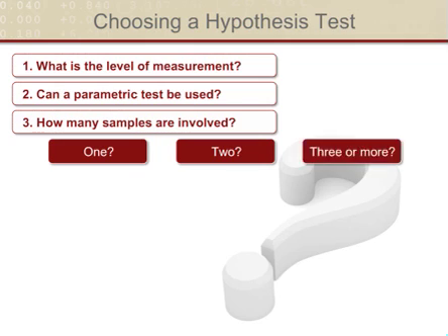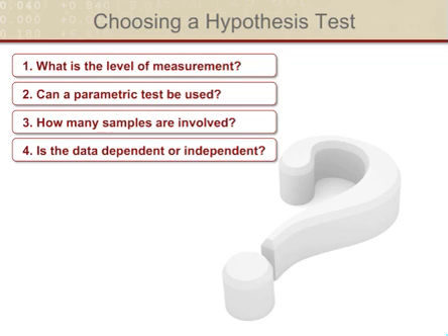And if there's 3 or more, we have another classification of tests. So you have to ask yourself, am I comparing men to women? That's 2 samples. If I'm comparing people who have full-time jobs versus part-time jobs versus being unemployed, that's 3 samples. So 3 or more is one group, 2 is one type of grouping, and a single sample is another type of grouping.